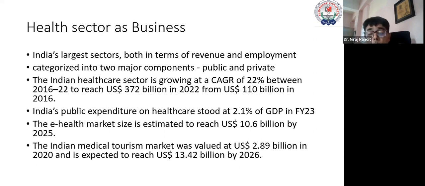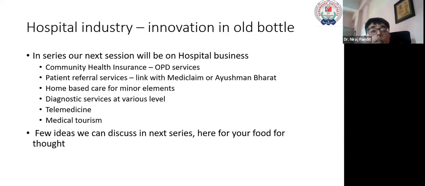So, health sector as a business. Now we see it one by one. See, the hospital industry, we all know everything. There is a hospital, people go and take the services. This is not enough. There are areas we are going to discuss in the next series. It is very important how the hospital business can also be innovated. It is an old bottle and you can say a new wine. Don't think the currently available services in the hospital industry are sufficient. There are new scope and opportunities you can keep in mind.